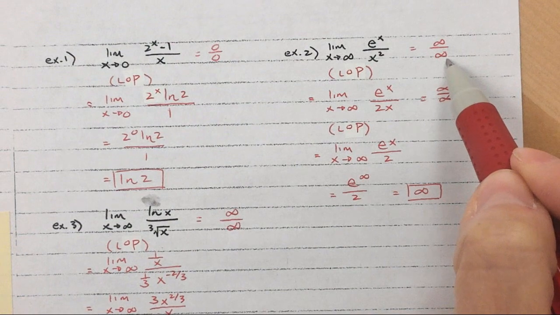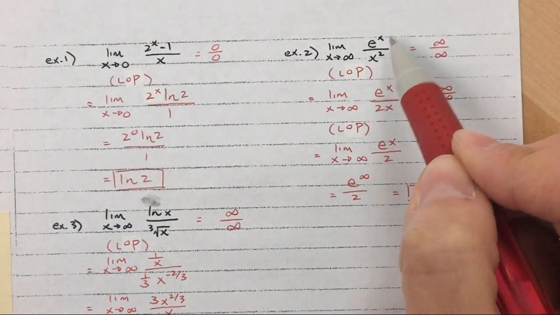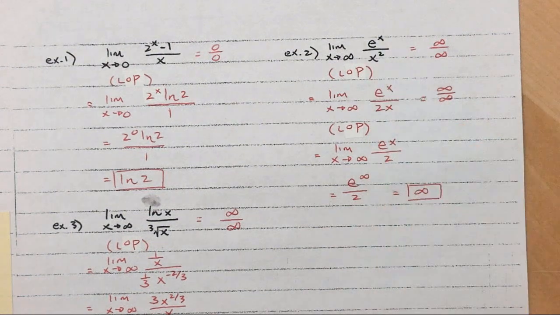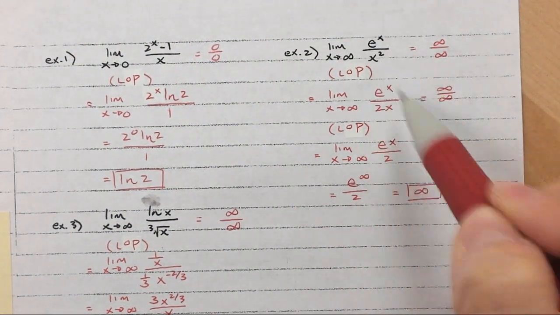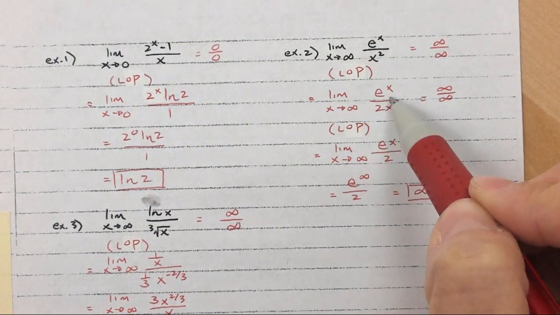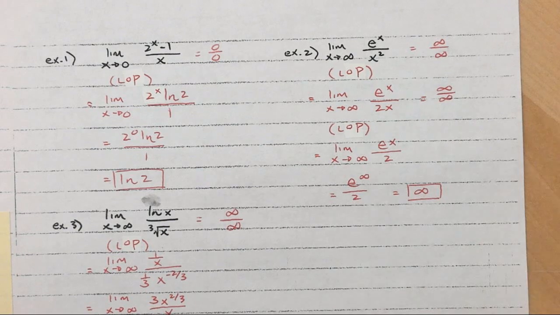This is not a 1, by the way. So this was not like x squared over x squared. So this is different. That's why we have to use L'Hopital's. I use it once. On the top, I get e to the x. On the bottom, I get 2x. I plug it in, and I get infinity over infinity still.